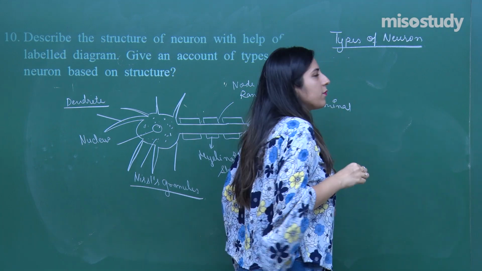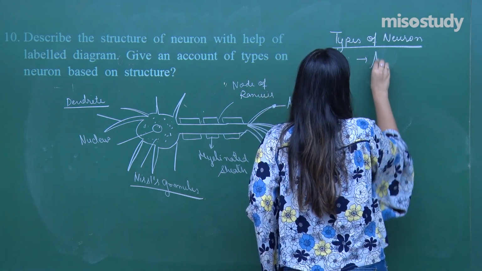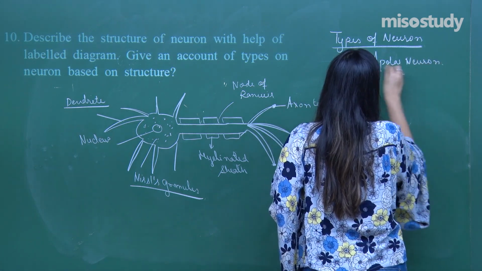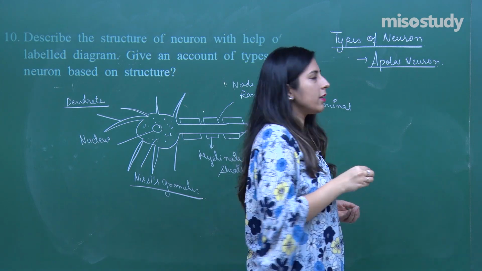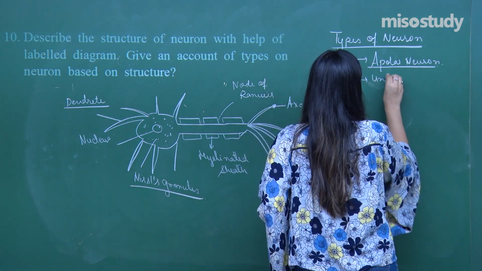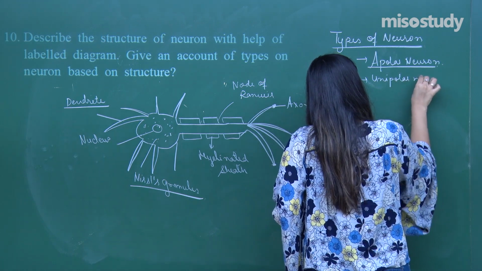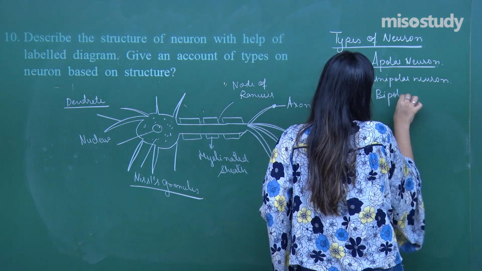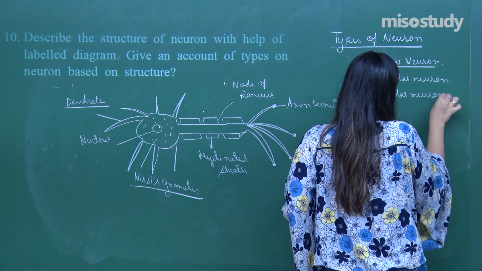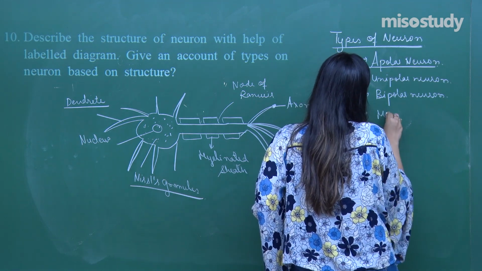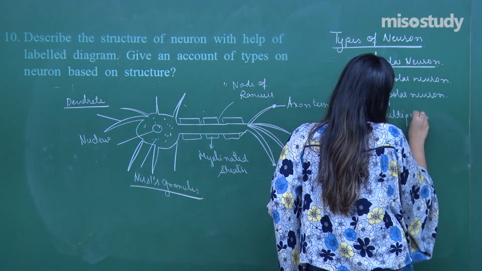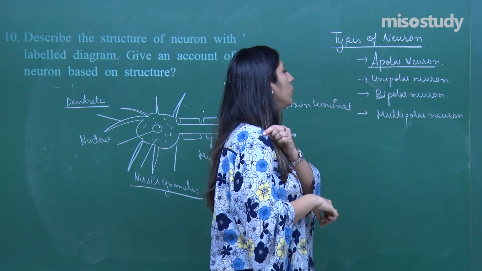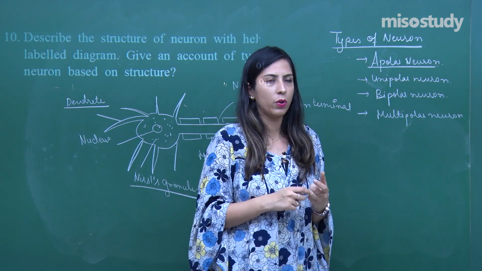Types of neuron on the basis of structure are of the following types. First is the apolar neuron. Second is the unipolar neuron. Third is the bipolar neuron. And fourth is the multipolar neuron. Apolar, unipolar, bipolar and multipolar neuron.